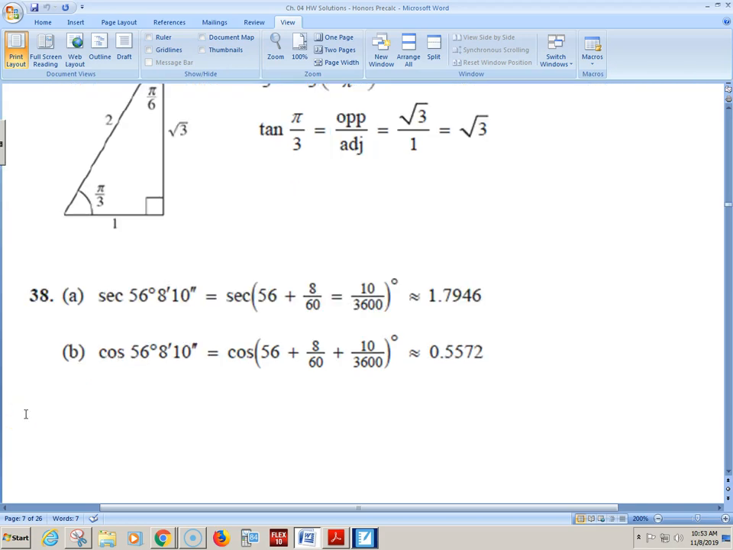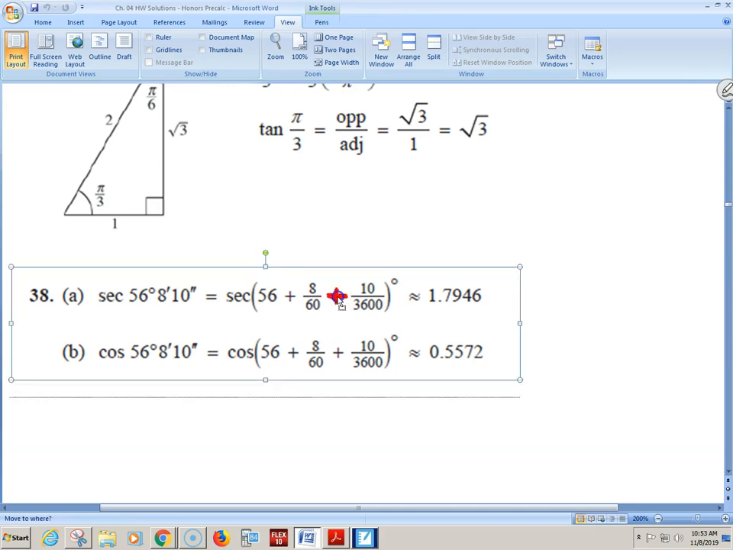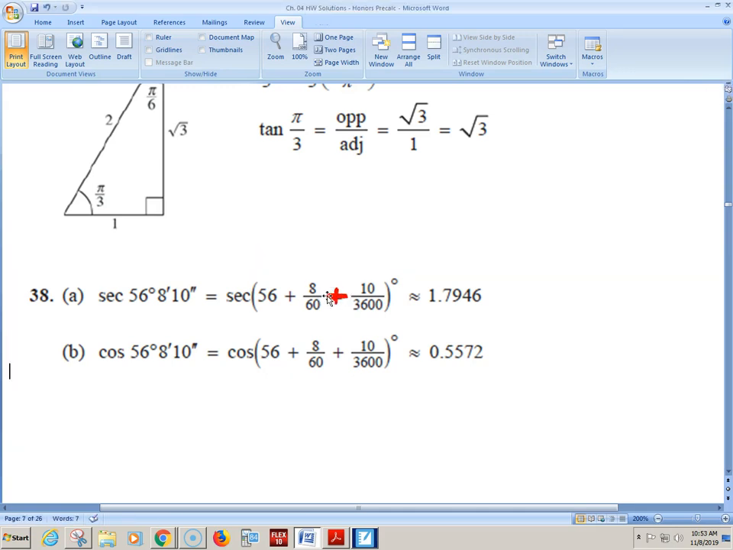Number 38, did you guys go figure out where those minutes and seconds were in your calculator again? And or did you use fractions? Oh wait, that's not supposed to be equals, that's supposed to be a plus. Or you could have converted: 8 over 60 is how many minutes per degree, and 10 over 3600 is how many seconds per degree. So you could have gone that way, or you could have used the 3-step feature.